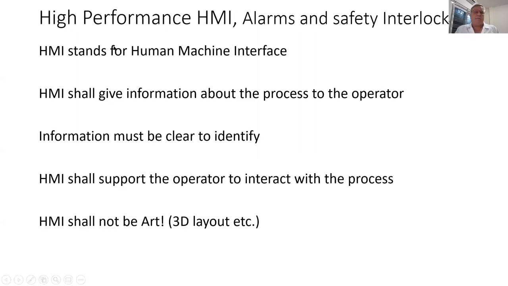So, a totally new chapter: high performance HMI, human machine interface, alarms and safety interlock. What does that mean? We have our DCS, and the DCS has monitors, and the people sit the whole day, normally a shift of 8 or even 12 hours, at such monitors, and they have to control a process. The main purpose is that the graphic displays shall give the operator the right information about what is happening in the process: what is the temperature, the level, the pressure, and is there maybe any alarm or something abnormal in the process.